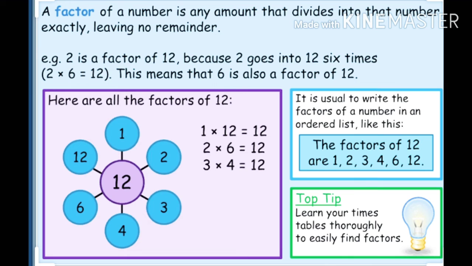So understand it once again. What is a factor? A factor of a number divides another number exactly without leaving any remainder. Here you can see that 1, 2, 3, 4, 6 and 12 are dividing 12 exactly. So all these numbers are the factors of 12. We usually write it as: the factors of 12 are 1, 2, 3, 4, 6 and 12. One thing you have to remember, to write the factors easily, is to learn all the multiplication tables very properly.